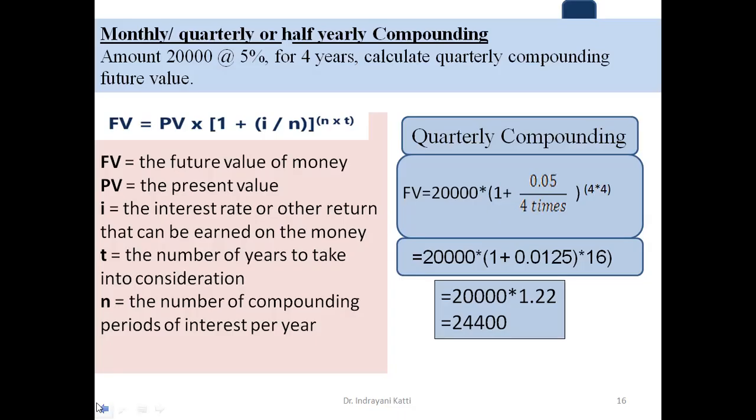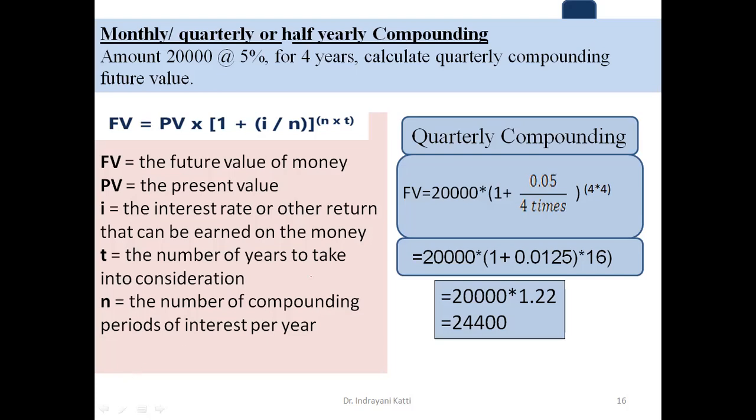As all of us know, FV denotes future value, PV is for present value, and I is for rate of interest. Instead of I, we can make use of R also. The T here is for the number of years, not for the number of compounding periods, and N is taken for the number of compounding. So in a year, how many times are we going to compound it? In fact, for 1 year, 4 quarters are there, so 4 times we are compounding. That is why N represents the number of compounding periods.